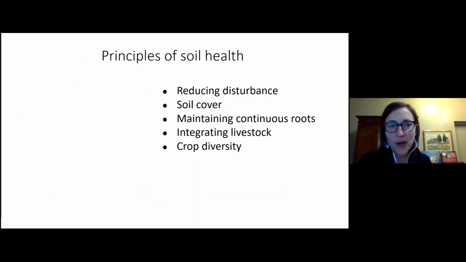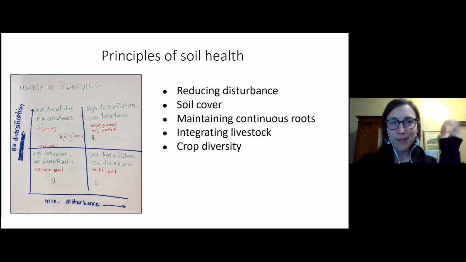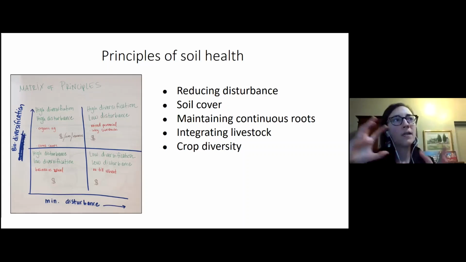And so when we talk about principles of soil health, these are the five that are recognized as having the potential to improve the biological, physical, and chemical aspects of soil. And so I'm showing you these here. They're probably familiar to many of you. And this is a little picture of a whiteboard from one of our first meetings where this idea that I'll show you came to life. And so the idea was, how could we group all of these practices together?